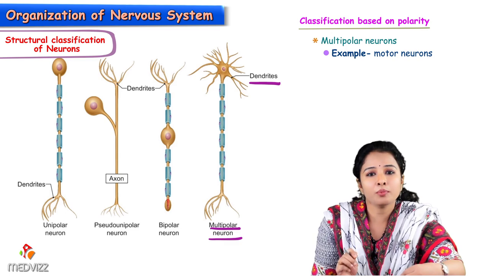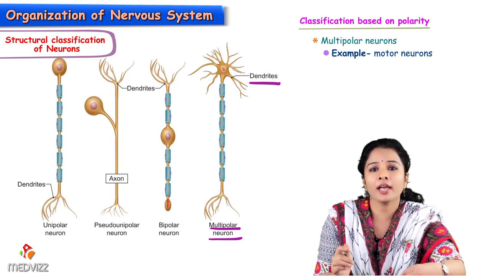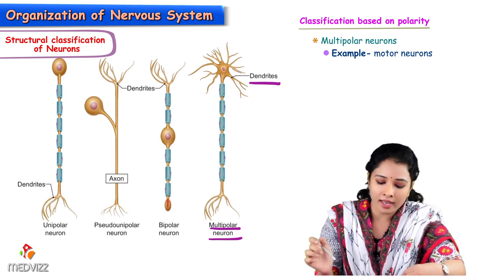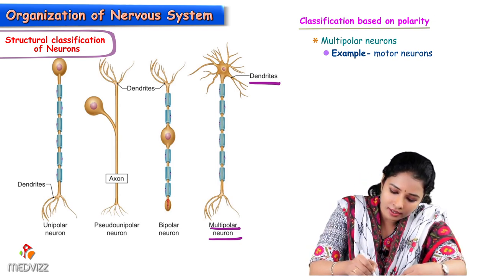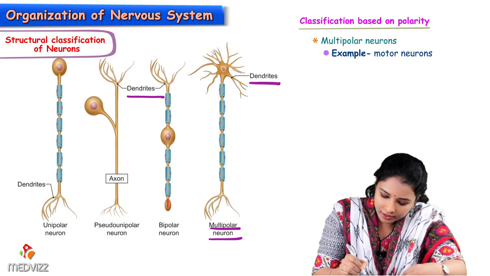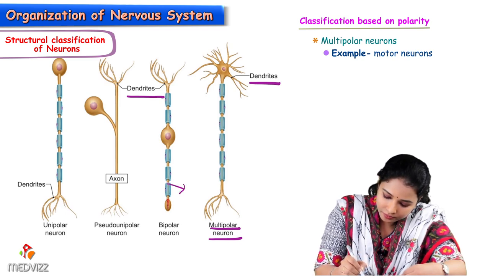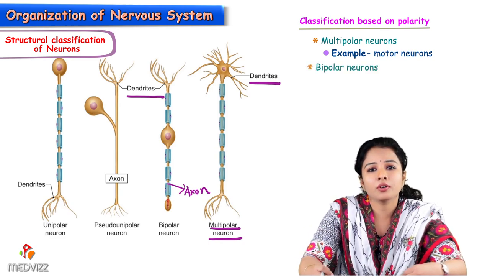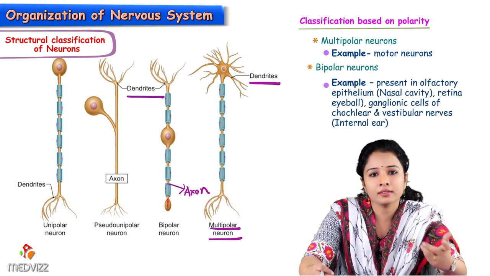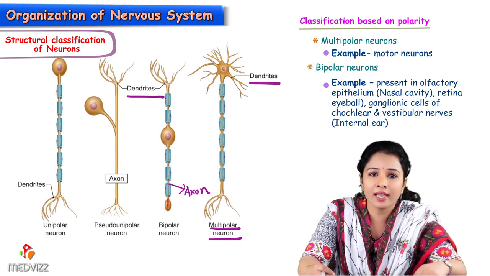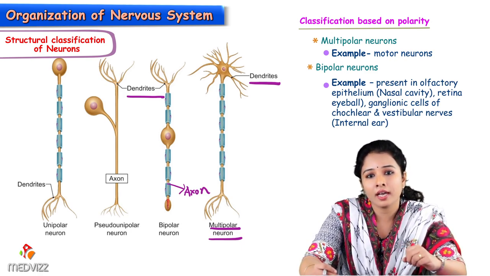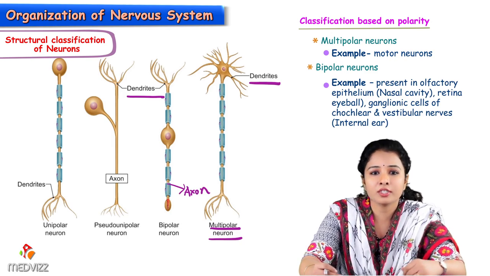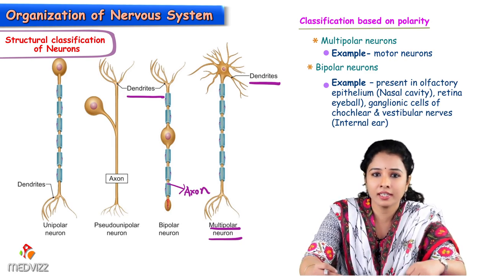Next is the bipolar neuron. Bipolar neurons have two processes. One is the dendrite, the other is the axon. So here is the dendrite, and the other side is the axon. Bipolar neurons are present in the olfactory epithelium of the nasal cavity, the retina of the eyeball, and the ganglionic cells of the cochlear and vestibular nerves present in the internal ear.